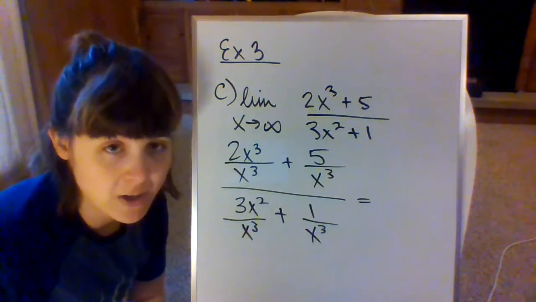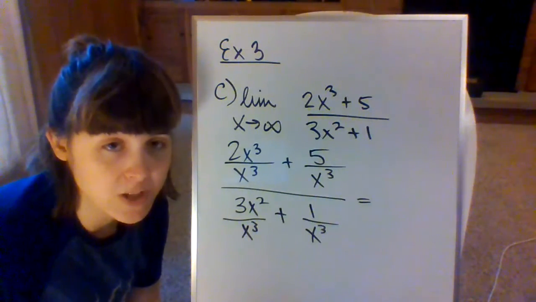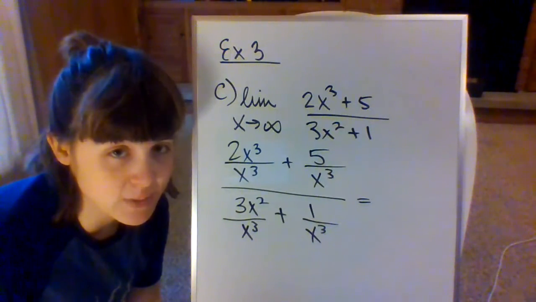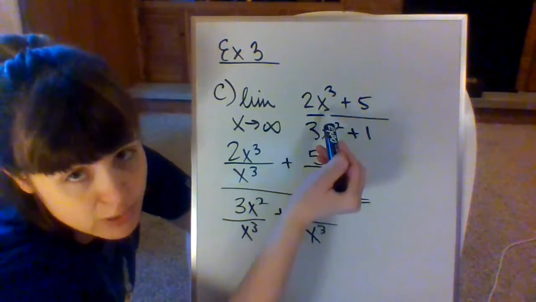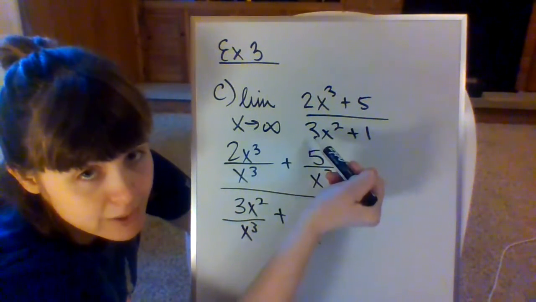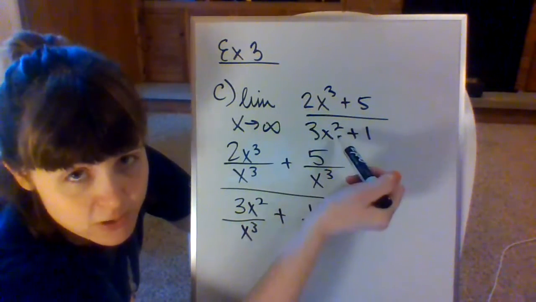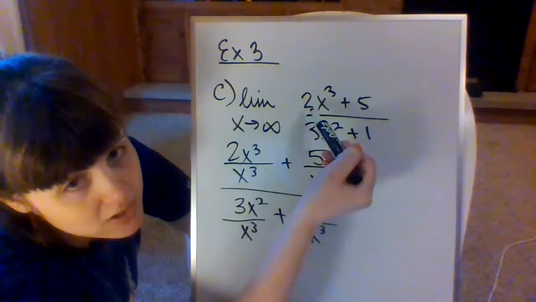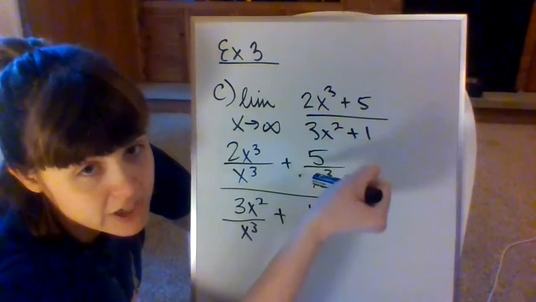Now, here, my prediction is that we're going to end up having 2 over 0, and that would equal infinity. So we're going to see if that pans out. And I said that because this is the highest power of x. The highest power of x is not in the bottom of this fraction, so that would make the whole bottom part here 0. And this up here, we'd be left with 2. So we're going to divide everything by the highest power of x just to make sure.